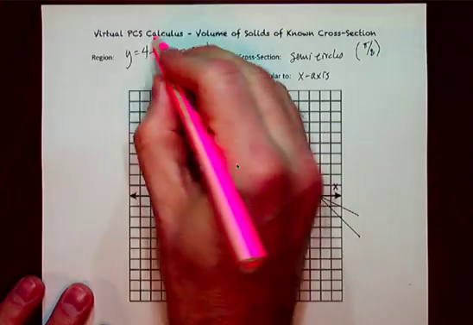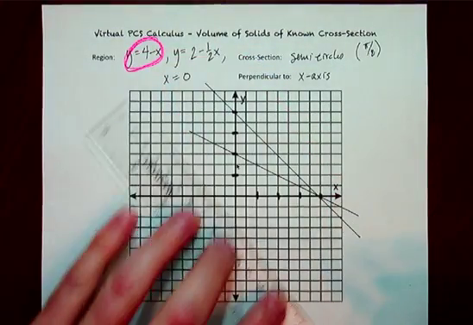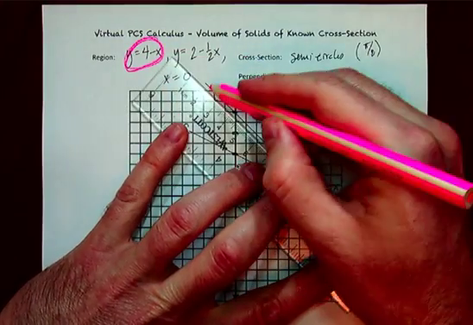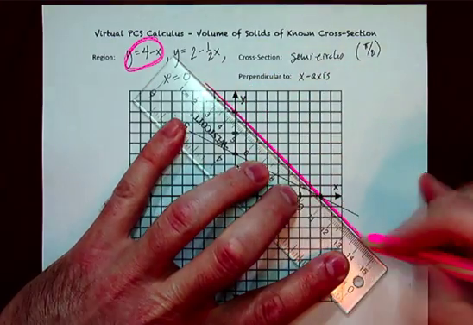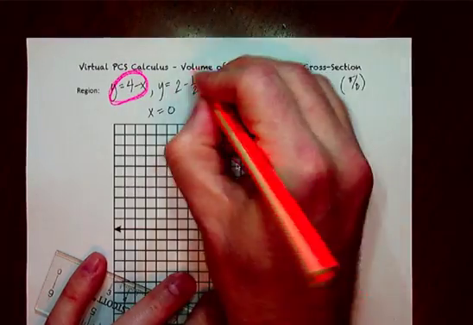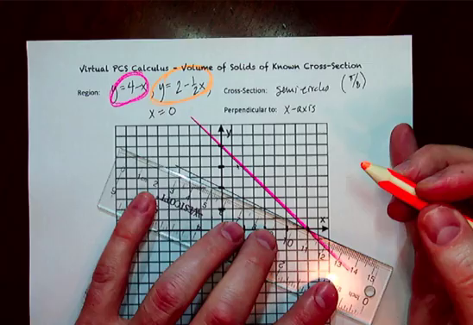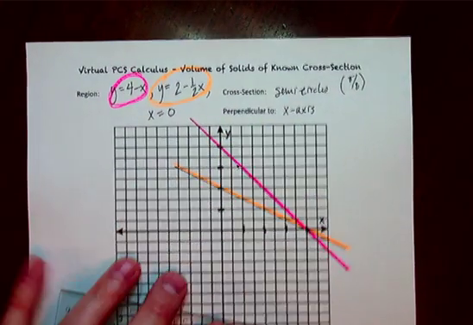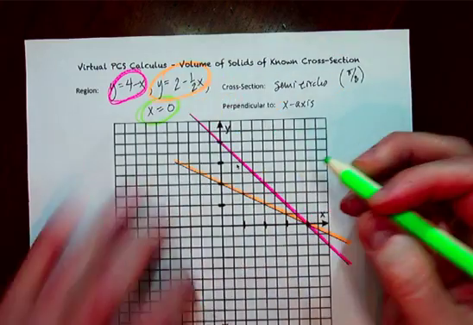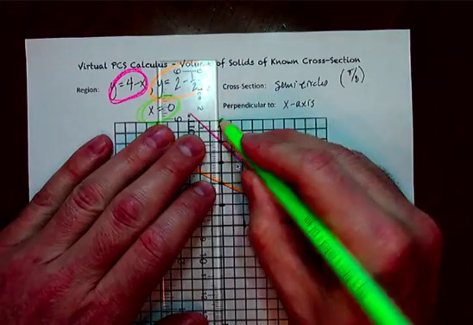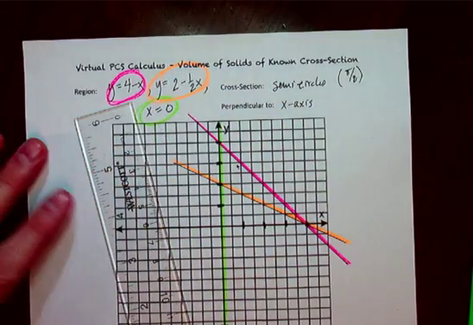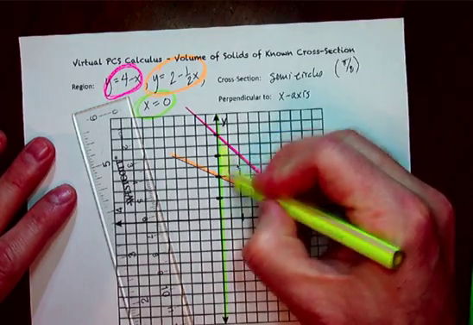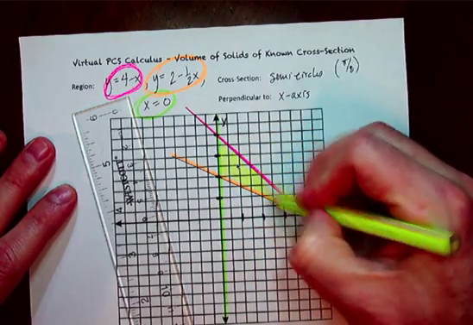Let's go ahead and turn that one pink, like we did last time. Let's go ahead and turn that one orange. And the x equals 0, or the y-axis, let's turn that one green. And our area is this little wedge right in here.